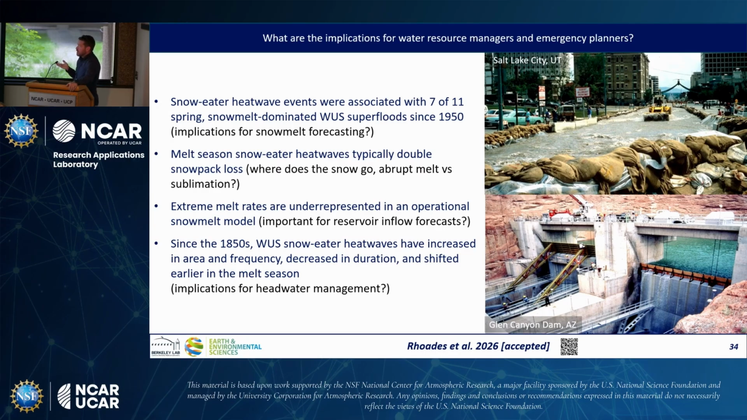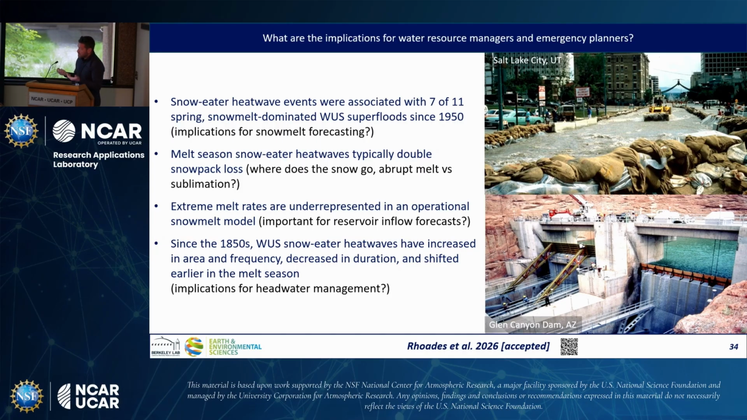Melt season snow drought or heat waves typically double snowpack loss, and we saw this not only in model results, but at SNOTEL sites as well. A next step question, because the model we used is a simple temperature index model, we can't get at where the snow goes. Does it always come out as abrupt melt, or is there also sublimation occurring? We would like to explore this, and I'll show you some preliminary results using E3SM. But that's the question: where does the snow go during these events, and how is that shifting in a warming world?